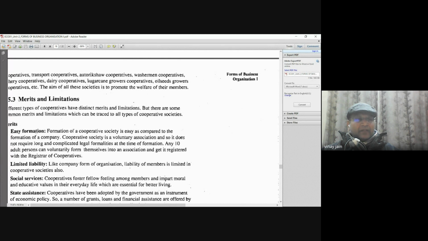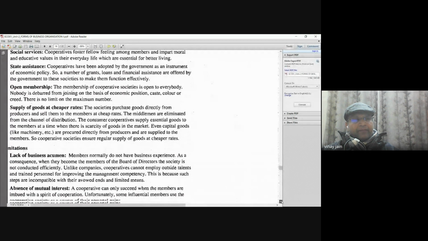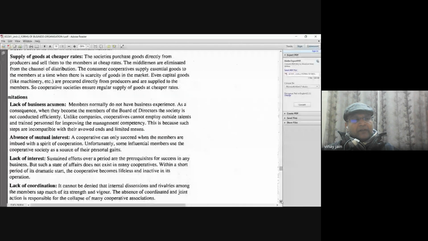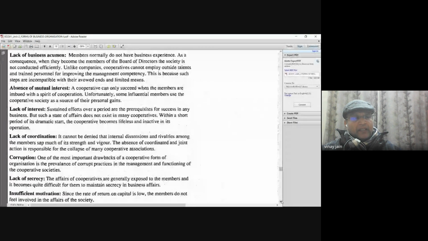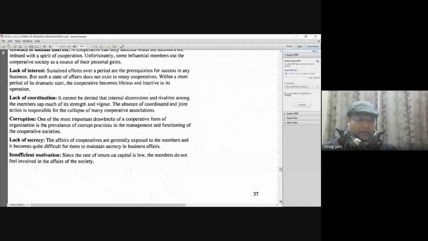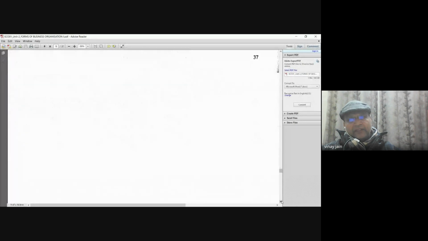Then merits and limitations. If we go by the merits: easy formation, limited liability, social service motive, state assistance, open membership, supply of goods at cheaper rate. Then, guys, we have some of the limitations, or you can say the disadvantages. For example, lack of business acumen, absence of mutual interest, lack of coordination, corruption, possible because there are a lot of members. Corruption may be possible, but still we can protect. Lack of secrecy is there, insufficient motivation is there.